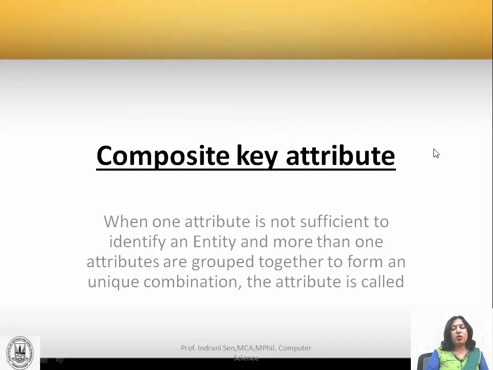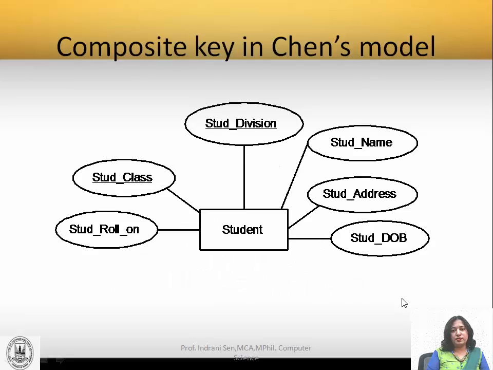Next, we talk about the composite key attribute. In some kinds of entities, only one key attribute is not enough. We need at least more than one attribute which will identify that entity. So when one attribute is not sufficient to identify an entity and more than one attribute are grouped together to form a unique combination, it is called a composite key attribute.